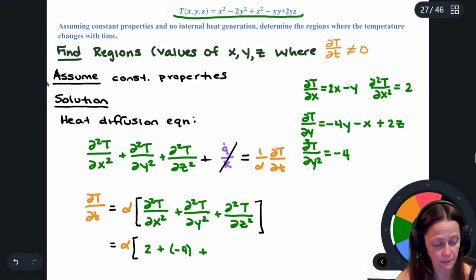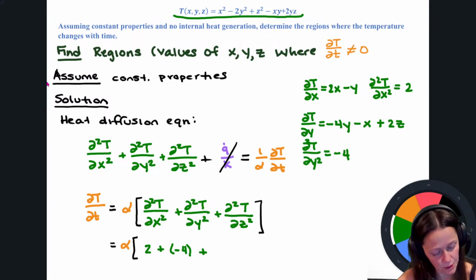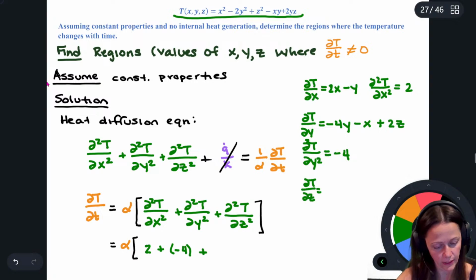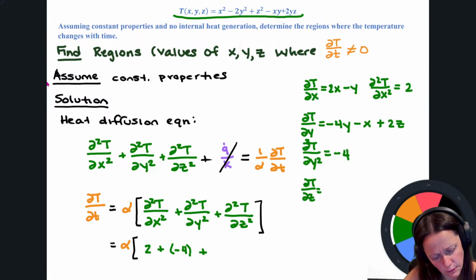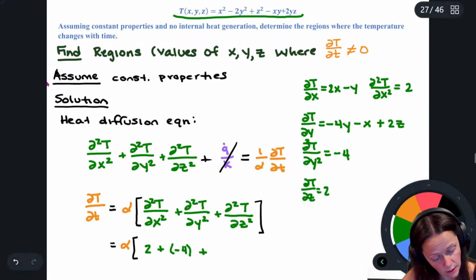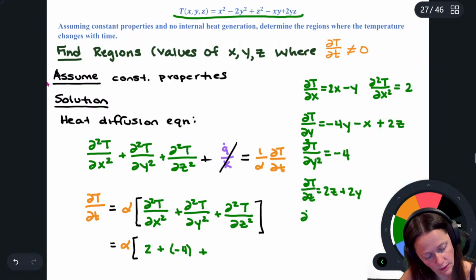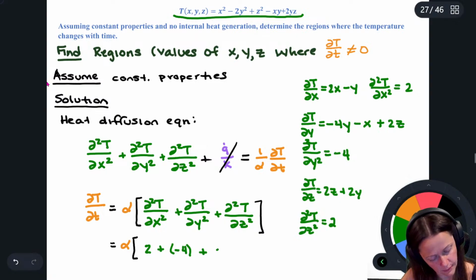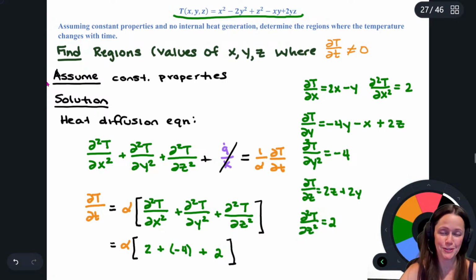Let's keep going with respect to z. With respect to z, I'd have 2z plus 2y, and then taking the derivative of that again with respect to z, I would just get 2. And that's all going to add up to 0.